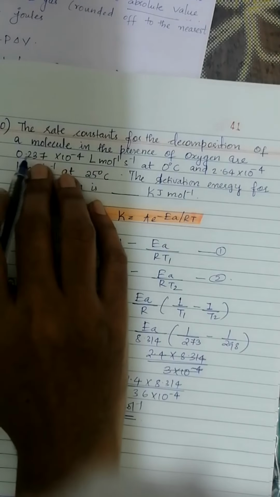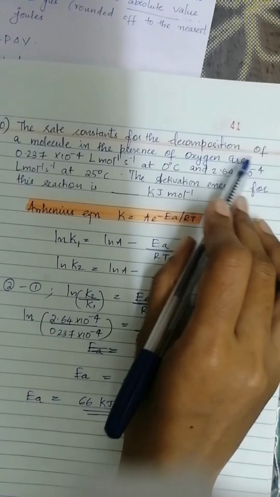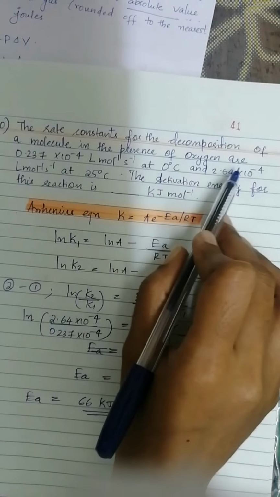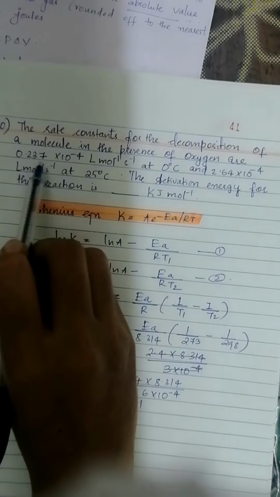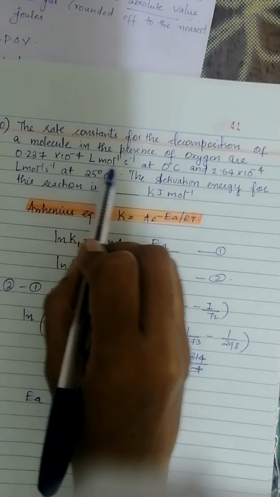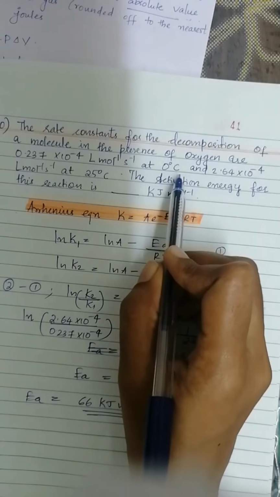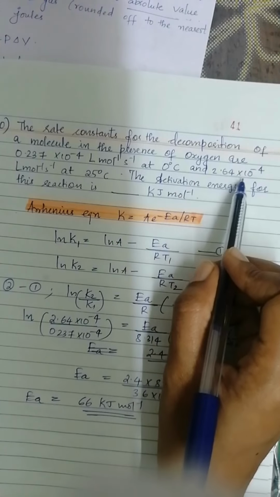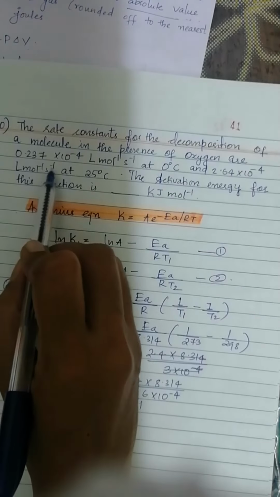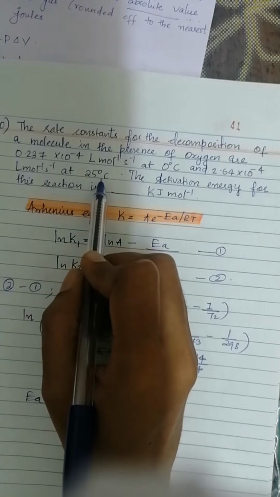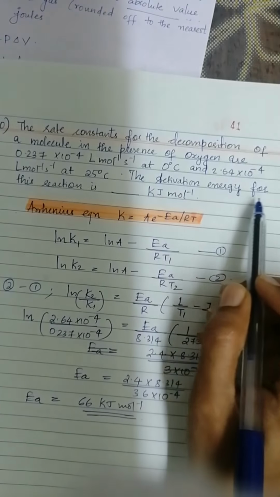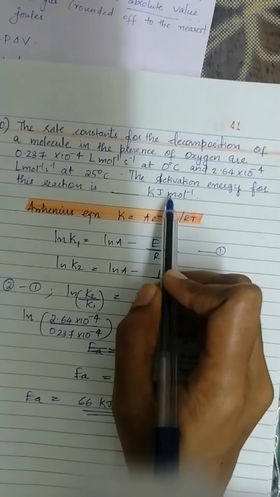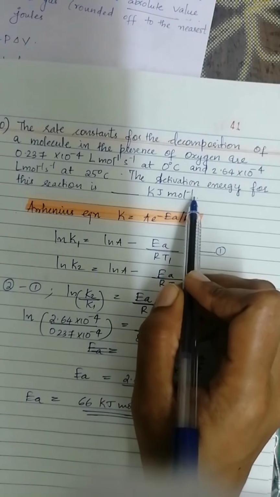Next question. The rate constants for the decomposition of a molecule in the presence of oxygen are 0.237 into 10 raised to minus 4 liter mole raised to minus 1 second raised to minus 1 at 0 degrees Celsius, and 2.64 into 10 raised to minus 4 liter mole raised to minus 1 second raised to minus 1 at 25 degrees Celsius. The activation energy for this reaction is dash in terms of kilojoule mole raised to minus 1.